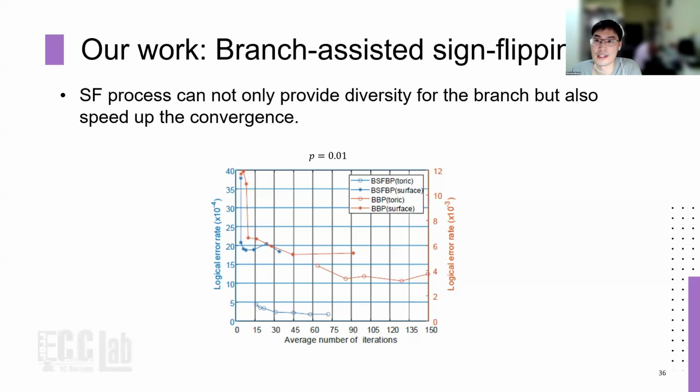And interestingly, the SF process can not only provide diversity for the branch, but also speed up the convergence. For example, compared to BP, to obtain the same error rate, BSF BP needs fewer iterations. And for the toric code, the improvement is significant.